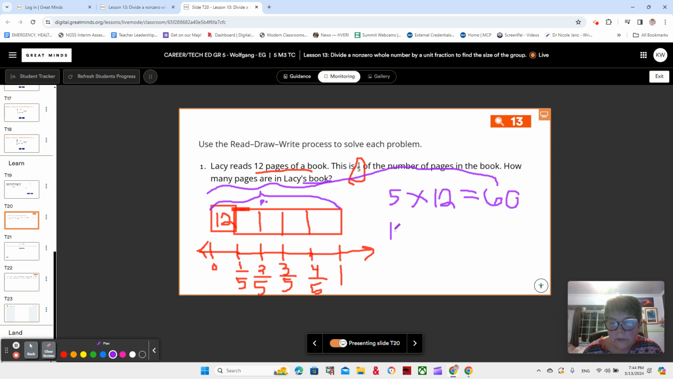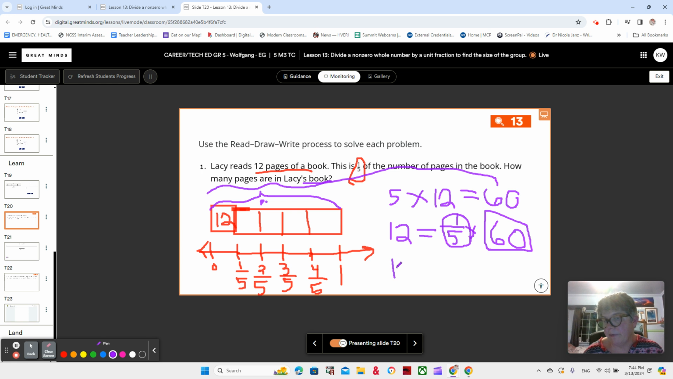So 12 is equal to 1/5 of 60. Yes, that is true. And 1/5 here represents the number of groups, and 60 represents the size of the group. So let's write a division equation to represent 12 equals 1/5 times 60. Because 60 was the unknown factor, what division equation could we write in which 60 represents the answer?